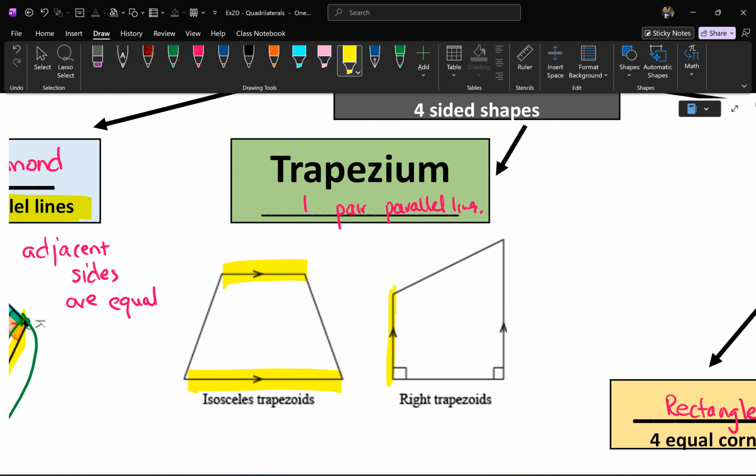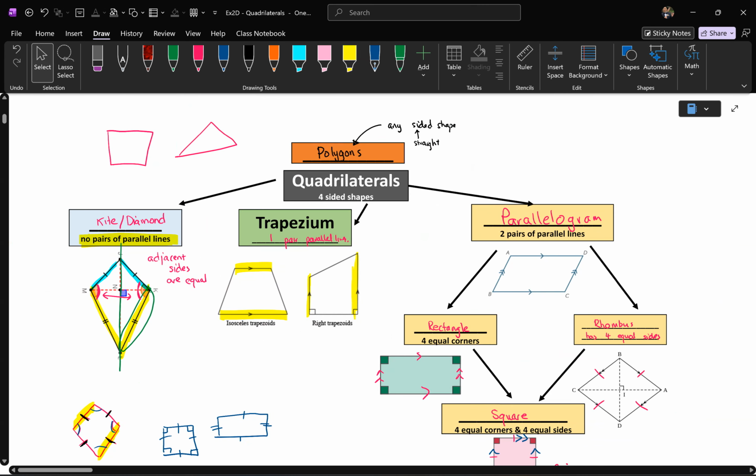And then here we go, this direction and this direction. That's 1 pair, they don't have 2. So as soon as you see 2, it can't be a trapezium. And it also can't be a kite. As soon as you see 1, it can't be anything else but a trapezium. Okay, so that's the definition of a trapezium.